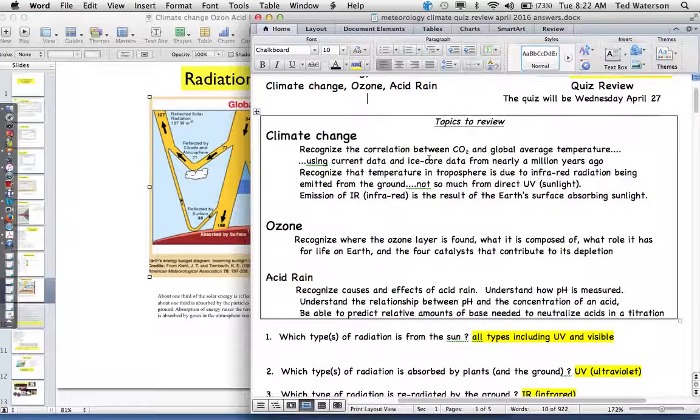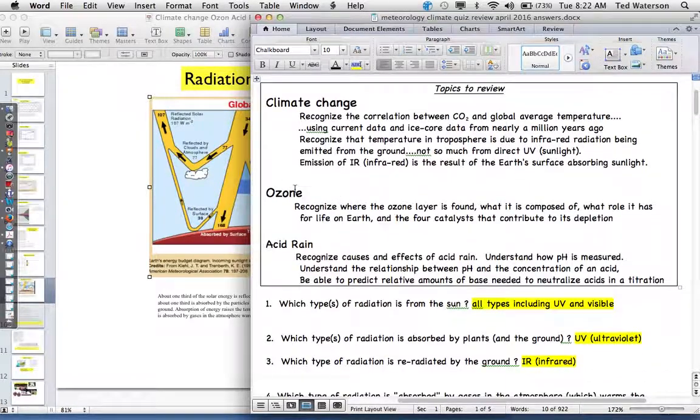Our evidence that the global climate has been changing over the last million years comes from ice core data. The temperatures that we feel on Earth are a result of infrared being absorbed by those molecules in the troposphere. And the infrared is what's being emitted from the ground or reflected by the ground.